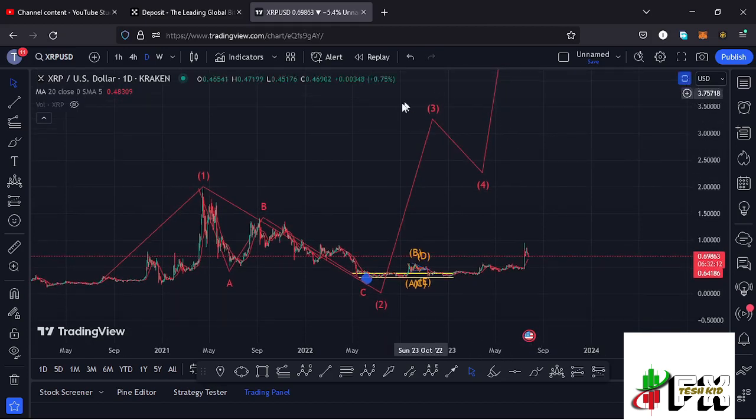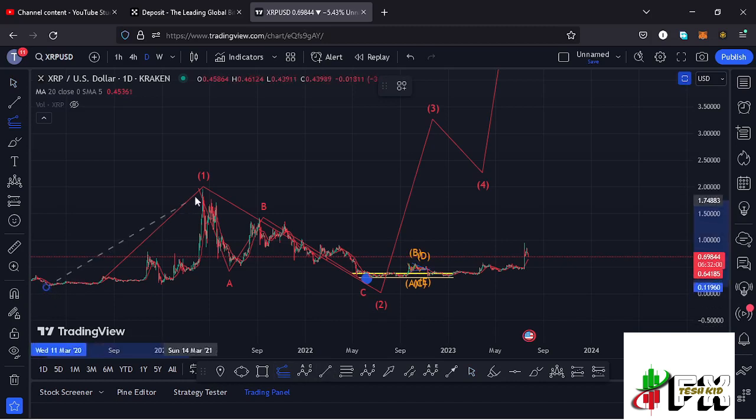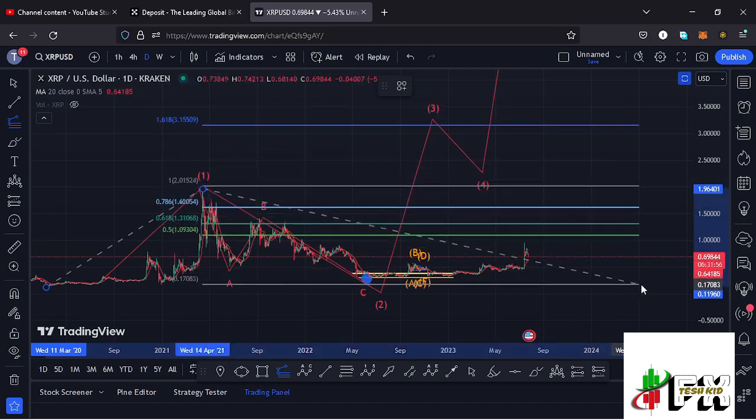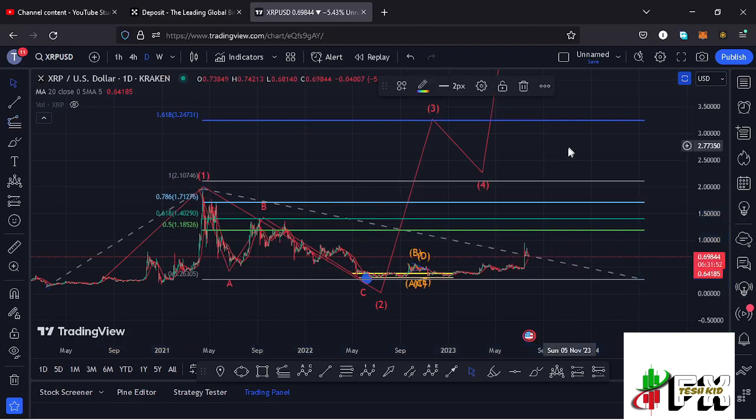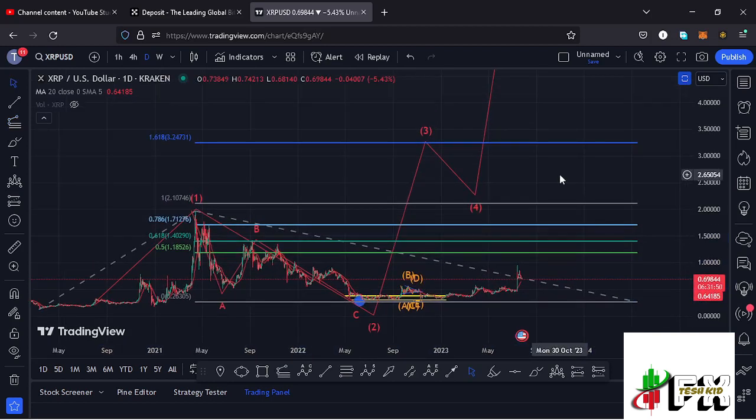Soon we are going to start gearing up in the formation of this wave 3, and I'm giving you minimum target areas for the wave 3 by connecting the trend based Fibonacci from the low of the first wave to the high of that wave 1, then dragging the fibs to the low of the second wave. I get a minimum target area at the fib level 1.618, and that is at around the $3.24 mark, and that is the minimum that we can expect XRP to do in the formation of that wave 3.